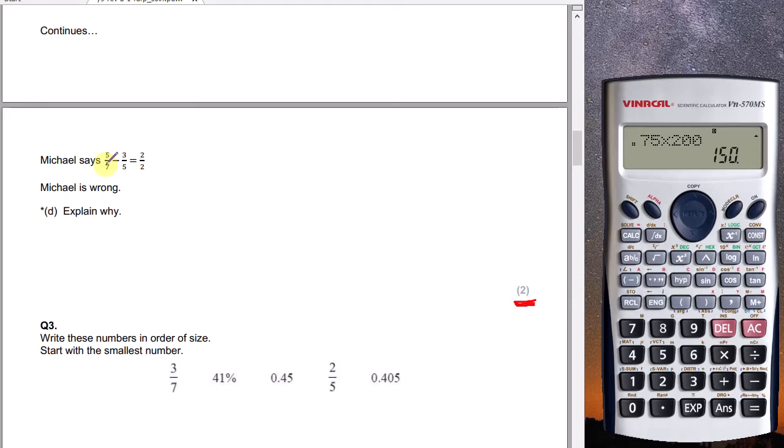Well, the first one is we haven't got common denominators. You cannot subtract denominators. They need to be the same. So first of all, we have no common denominator.